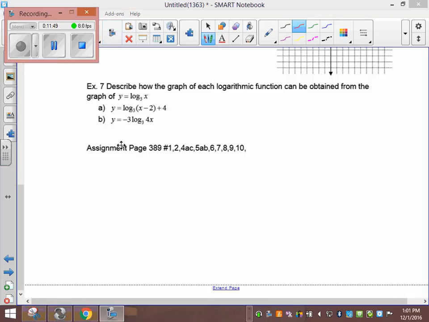Example 7, describe how the graph of each log function can be obtained from this. Just like exponentials, you can only compare logs if they're the same base. Okay, so what's this one doing? What's this 2? A horizontal translation 2 to the right. And a vertical translation 4 up. What's this negative in front? Reflection in the x-axis, because you could put it with the y. And this is a vertical stretch by a factor of 3, because it's not with the y, you keep it, right? And this is a horizontal stretch by a factor of 1/4.